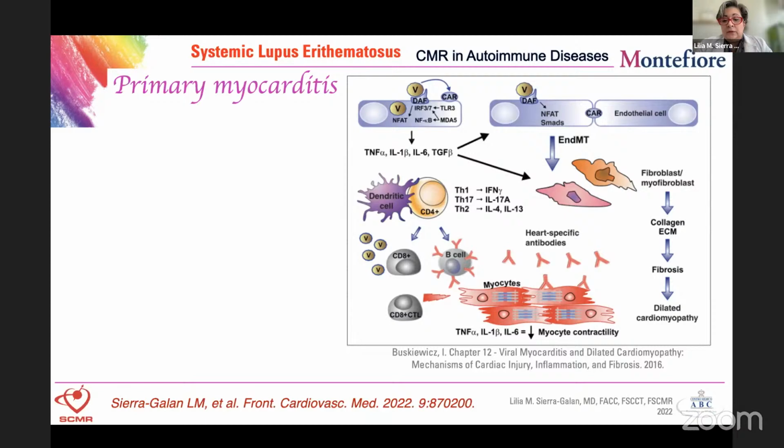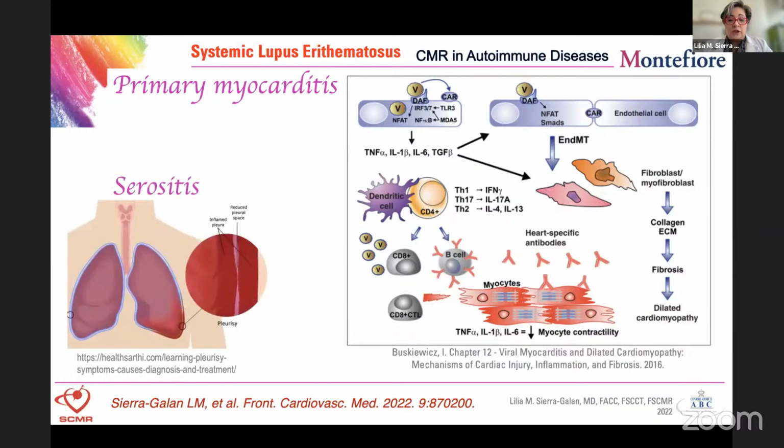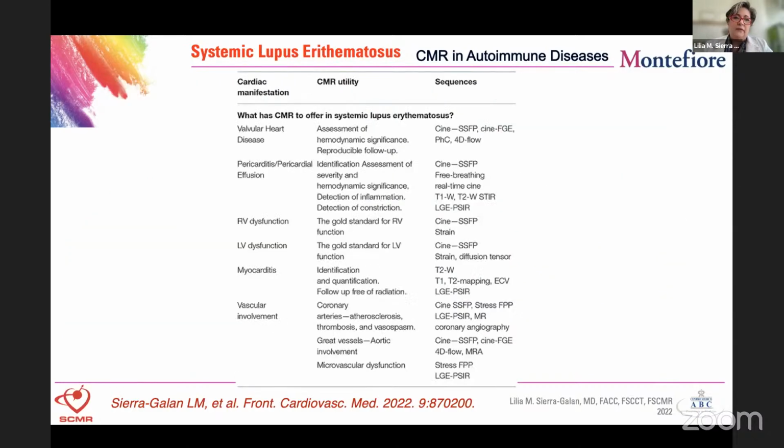The other one is primary myocarditis. This is another very important problem that lupus patients have, and it is a very complicated mechanism. And finally, the inflammation of other sites within the thorax, which is inflammation of the pleura, pleuritis or pleurisy, and it could have at least minor or trivial pleural effusion.